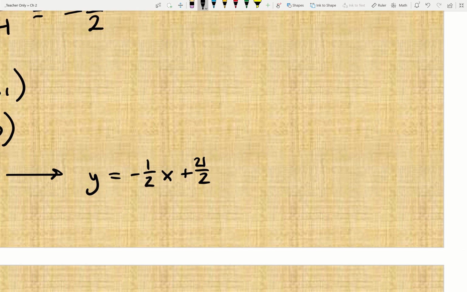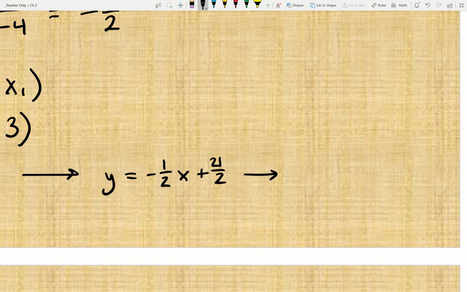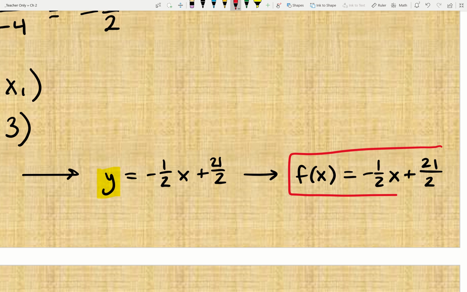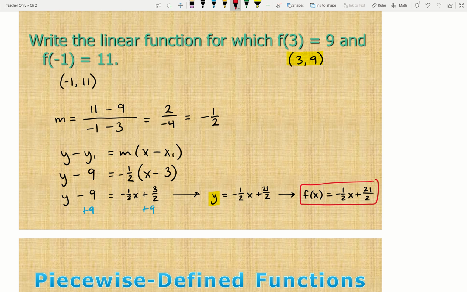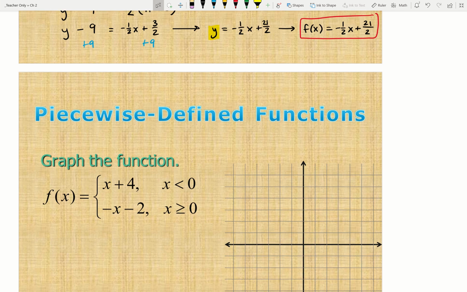Okay? Now, that is the linear equation, but we want to go ahead and rewrite this in function language. So instead of saying y here, I would go ahead and take that out and replace that with f of x is equal to negative 1/2 x plus 21 over 2. Okay, so that would be the linear function that passes through those 2 points. And again, very similar to a question that we solved in the past, but now we've just presented this question to you in the language of functions.